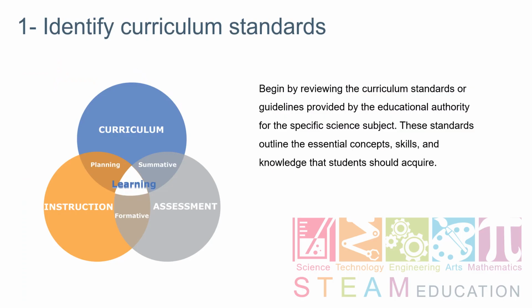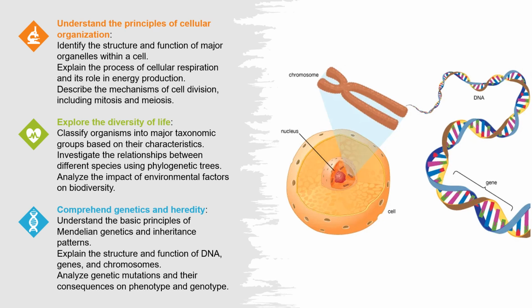1. Identify curriculum standards. Begin by reviewing the curriculum standards or guidelines provided by the educational authority for the specific science subject. These standards outline the essential concepts, skills, and knowledge that students should acquire. Here are some examples of curriculum standards for a high school science subject, specifically in the field of biology.